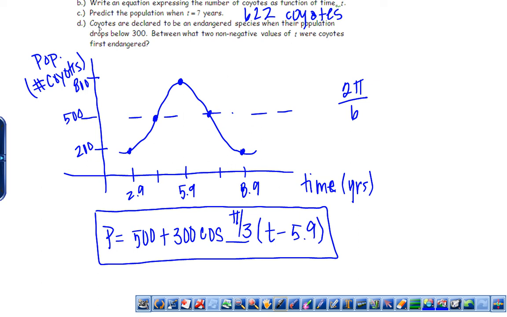Okay, for D, it says coyotes are declared to be endangered species when their population drops below 300. Between what two non-negative values of t were coyotes first endangered? Okay, so basically we're going to go to our calculator and look at 300 and look for our first two positive values since it said non-negative.